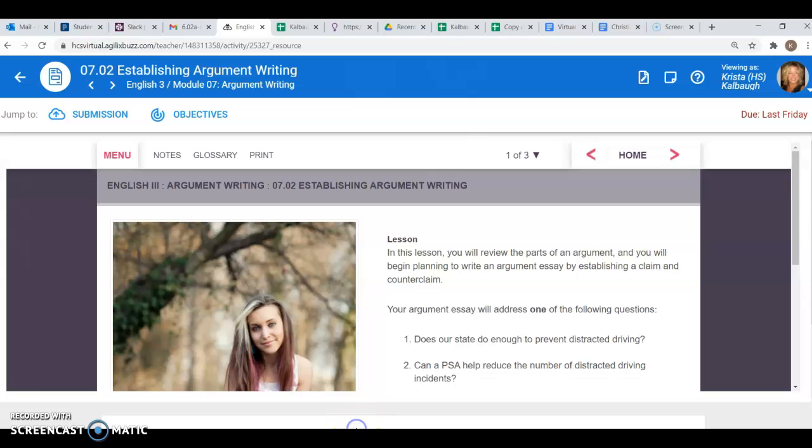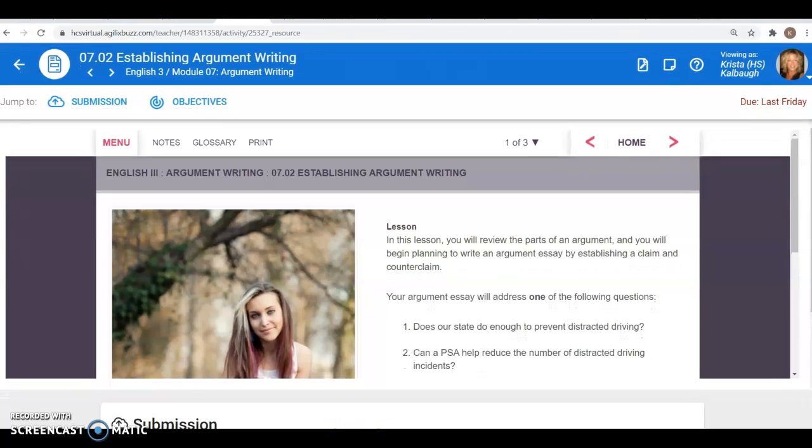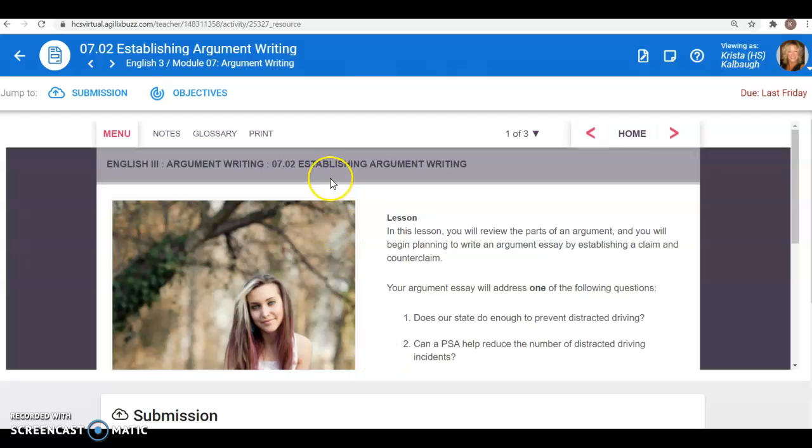And I am going to go back to 7.02 for a second because I need you guys to realize that from 7.02 all the way to the end of Module 7 is leading up to an argumentative essay, okay? And the reason I have it set up that you can't do one assignment until you do the next is because if you don't have your claim or your thesis statement, you can't do your body paragraph. If you don't have a body paragraph, you can't do a conclusion, okay?